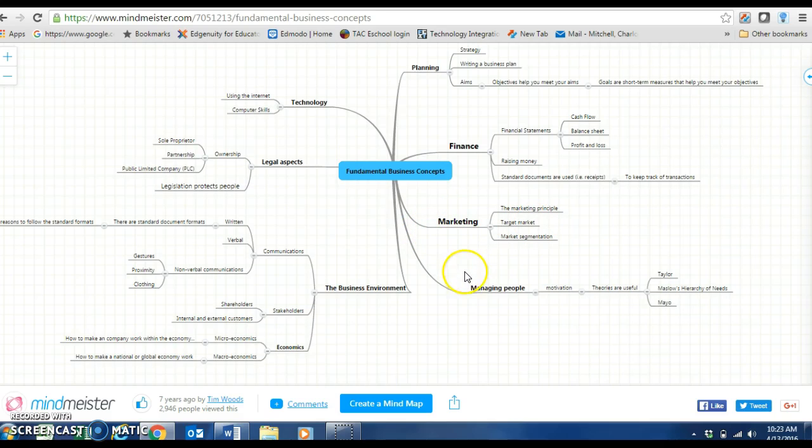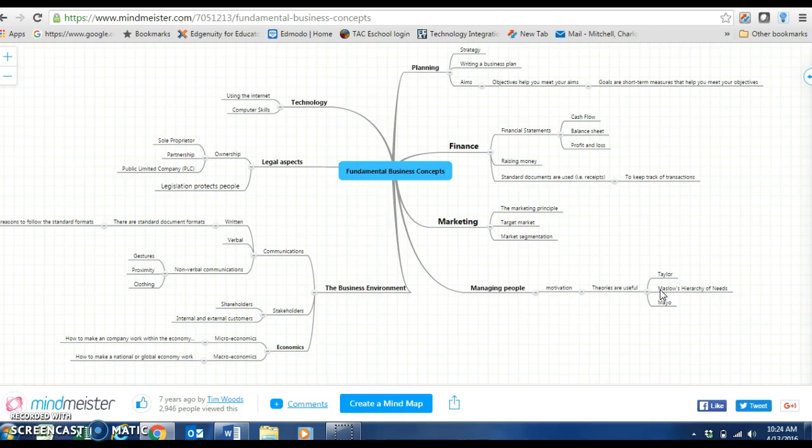Another fundamental business concept, managing people. How do you motivate people? How do you keep people motivated to stay with your company and move the company forward? There's a few theories over here. We're not going to get too much into these theories, but we'll spend a few minutes on Maslow's hierarchy of needs. Man, I think you'll find yourself in Maslow's hierarchy of needs. Find out a little bit about what makes you tick.